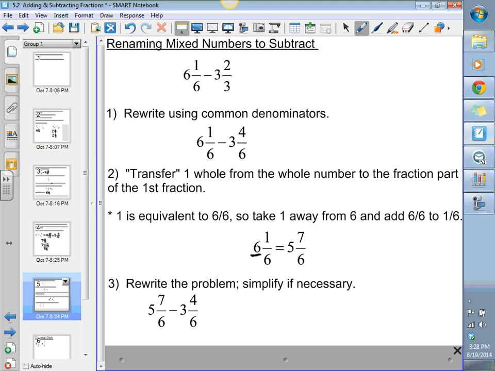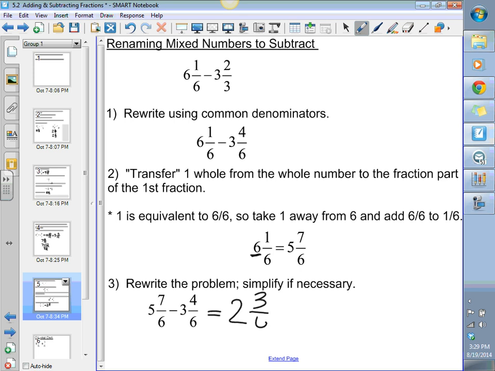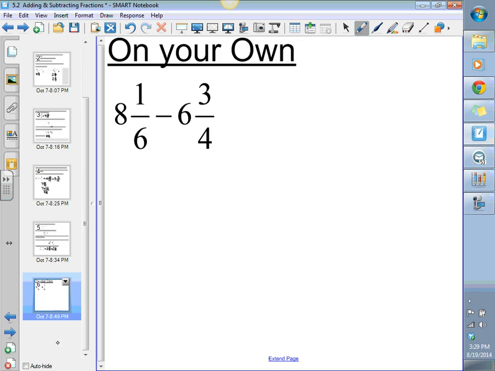So we rewrite the problem and simplify it as we need to. So we can do 5 7/6 minus 3 4/6. So 5 minus 3 gives us 2. 7/6 minus 4/6 gives us 3/6. And we simplify that down to 2 1/2.